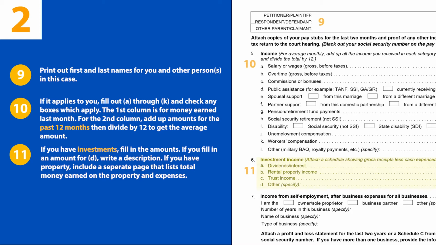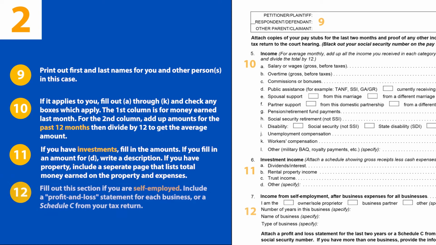If you fill in the amounts for D, write a description. If you have property, include on a separate page that lists the total money earned on the property and expenses. Fill out this section if you are self-employed. Include a profit and loss statement for each business or a Schedule C form from your tax return.